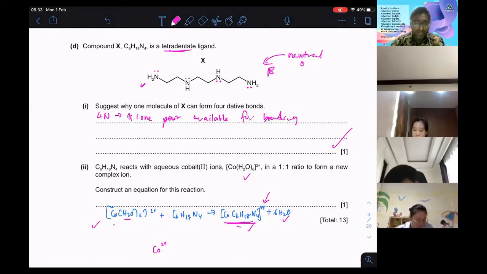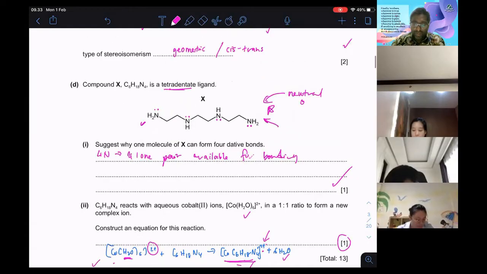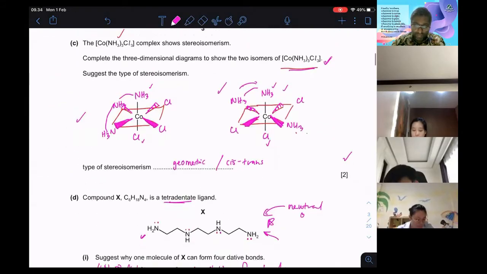But the important thing is when these 6 moles of water go out, the 2+ charge stays. And when they come in, the charge also stays the same because they are neutral. So if you put this without the charge, you are missing that 1 mark. You won't get that 1 mark. So you see how they have done this question.